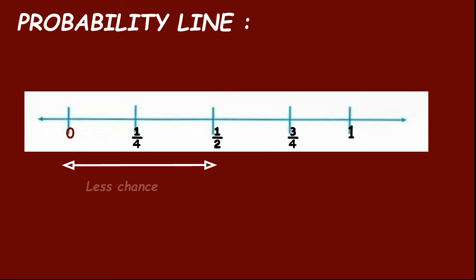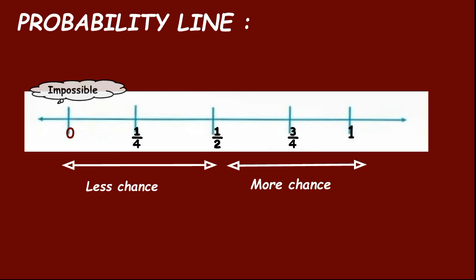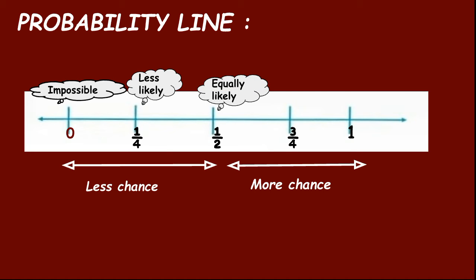So if it is near to 0, it has less chance of occurrence, and if it is far away from 0, it will have more chance of occurrence. Let us recall once. 0 represents an impossible event, 1 by 4 represents a less likely event, 1 by 2 represents an equally likely event, 3 by 4 represents a more likely event, and 1 represents a sure event. So all the events will have a probability between 0 and 1, and all the events' probabilities can be expressed as a fraction. So what is probability, children?